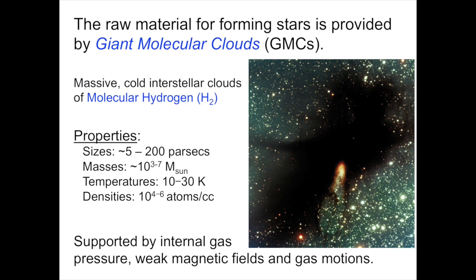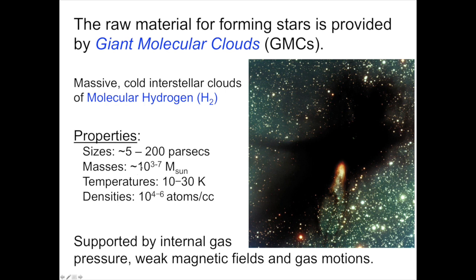These giant molecular clouds are supported almost entirely by a combination of internal gas pressure, weak magnetic fields, and bulk motion of the gas. You shouldn't think of these things as standalone clouds simply being supported by pressure. They're also threaded by weak magnetic fields, and the gas inside molecular clouds, it is now understood, is actually quite turbulent. There are bulk motions of different parts of the cloud. This too contributes to the support of the giant molecular cloud against its own self-gravity.